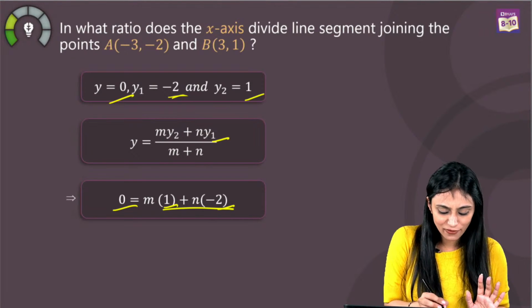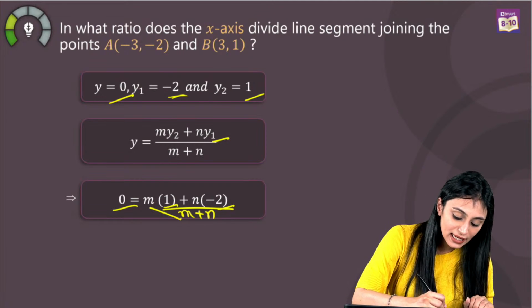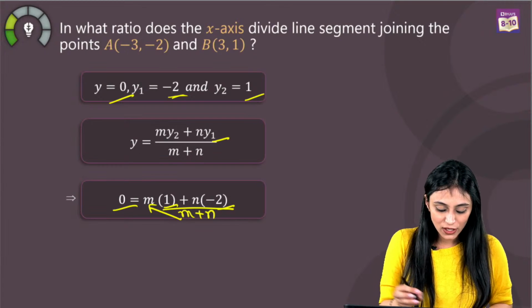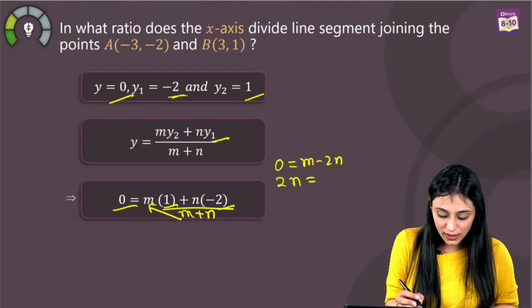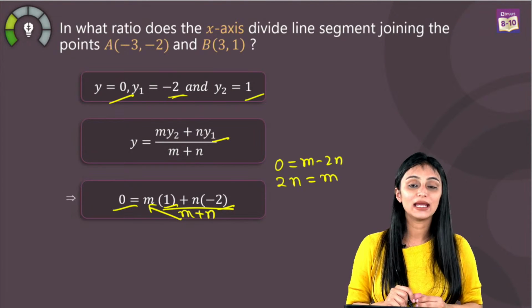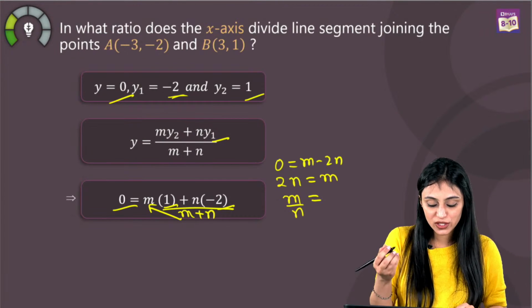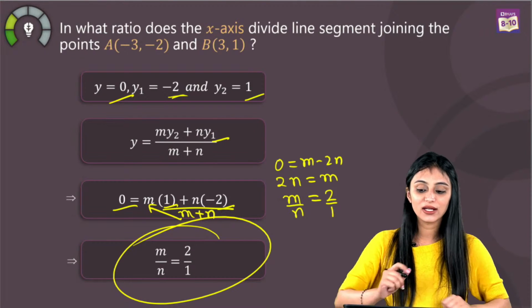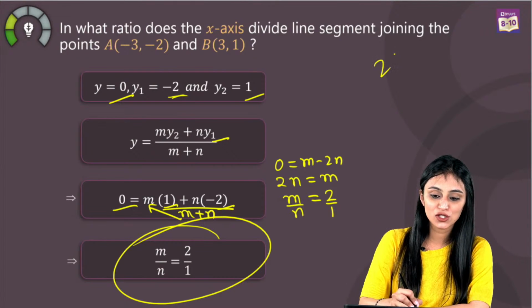And in the denominator we have m plus n. Even if you don't write it, that's okay, because if I take it to the other side, once it is multiplied by 0, it will become 0 only, right? So what do we have here? We have 0 equals m minus 2n. Let's take this 2n to the other side. That would be equal to m in that case, right? So here, m by n, because we use the ratio as m by n, that's going to be 2 by 1, right? And that would be your final result. So the ratio in this question is going to be 2:1.